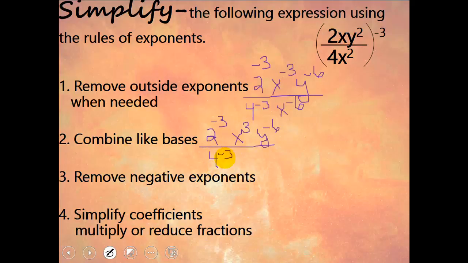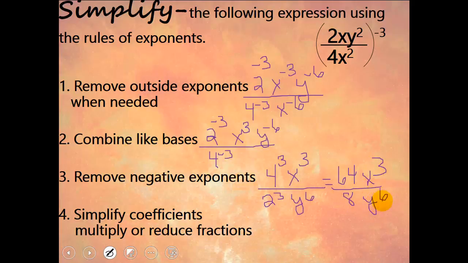And now I'm going to flip all of my negative exponents. So I'm going to get 4 to the positive 3, x to the positive 3, over 2 to the positive 3, y to the positive 6. And that's going to give me 64x cubed over 8y to the 6th. And now I'm going to simplify my coefficients and reduce my fraction. And I get 8x cubed over y to the 6th. All right.